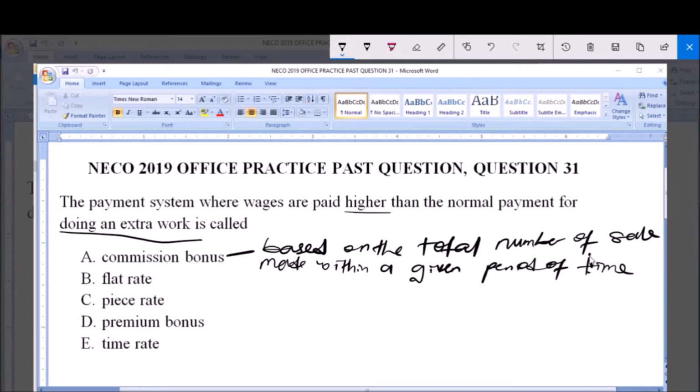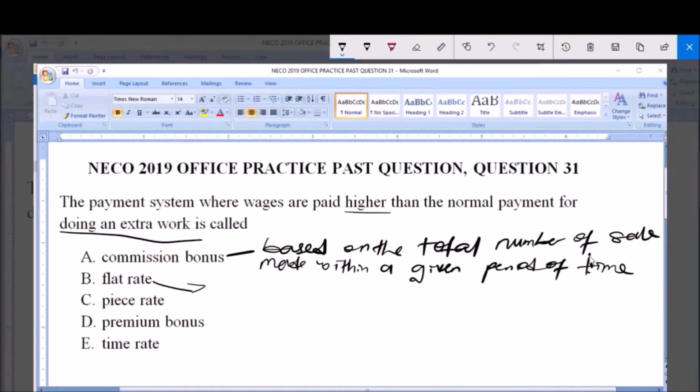That is, the higher the sale, the higher the commission, and vice versa. So commission bonus is simply based on the total number of sales. The more the sales, the more the commission paid, and the lower the sales, the lower the commission. Now B here says flat rate.